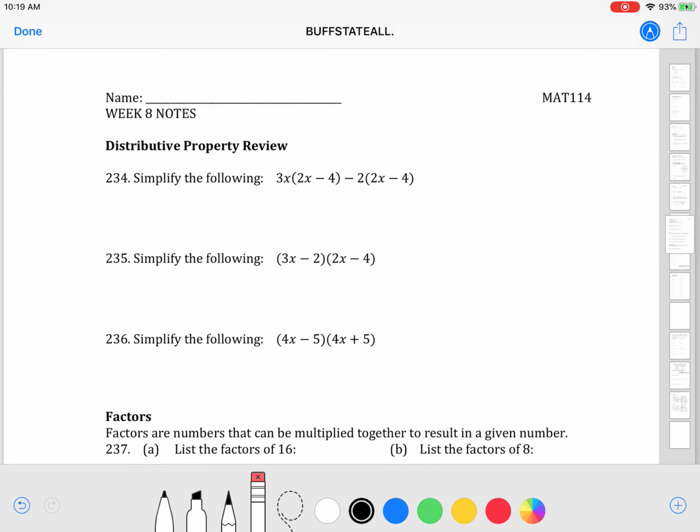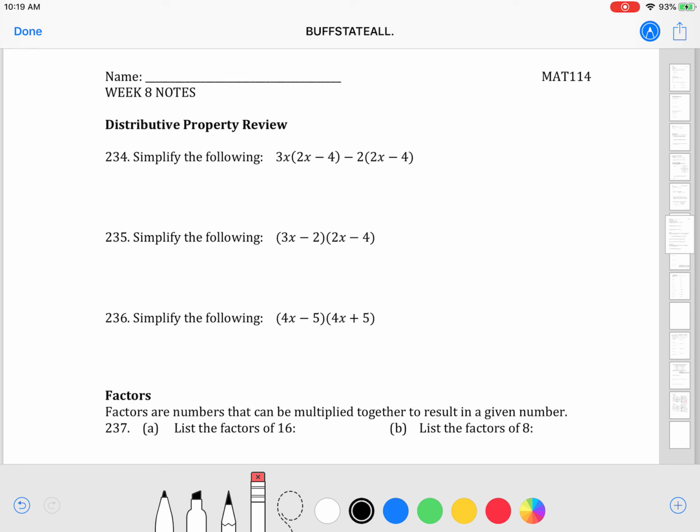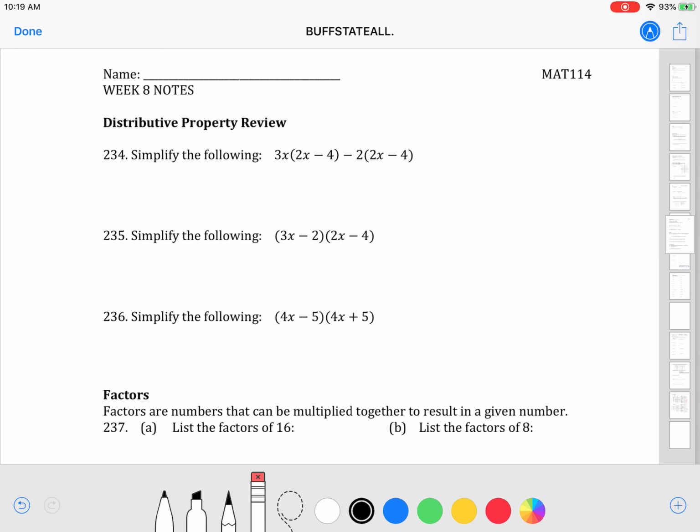We're going to be picking back up at week 8 notes. Week 8 notes is a big section of what you're going to be learning over the next few weeks, and it has to do with something called a quadratic. Quadratic is just a word to represent a different type of graph versus what we were working with before.